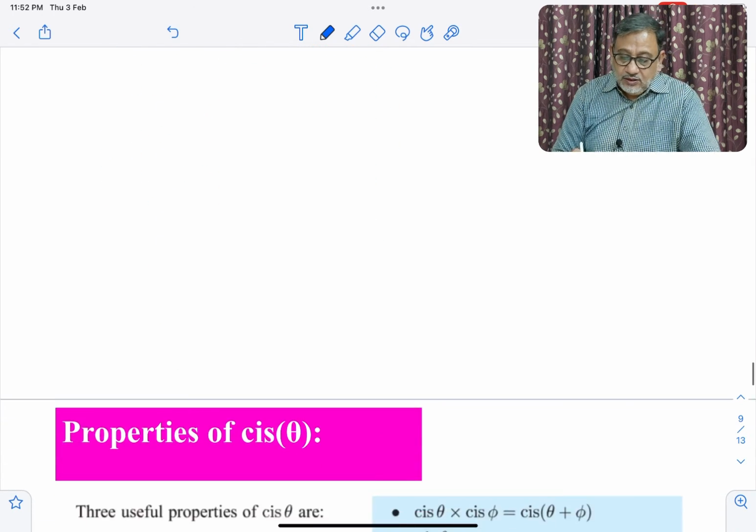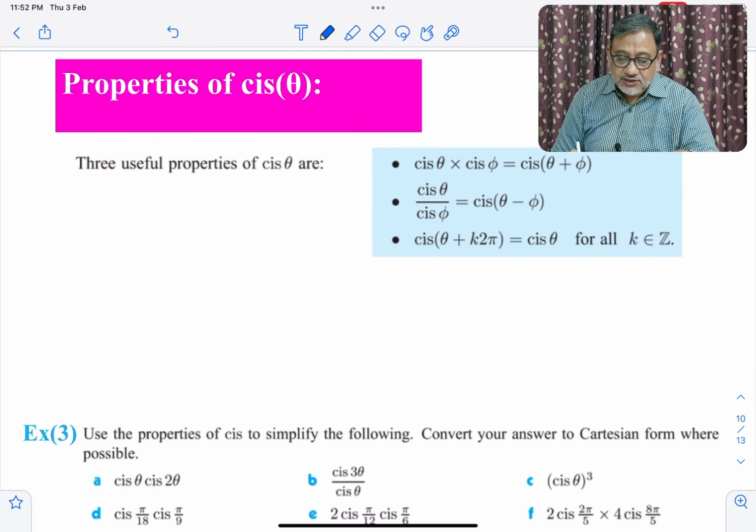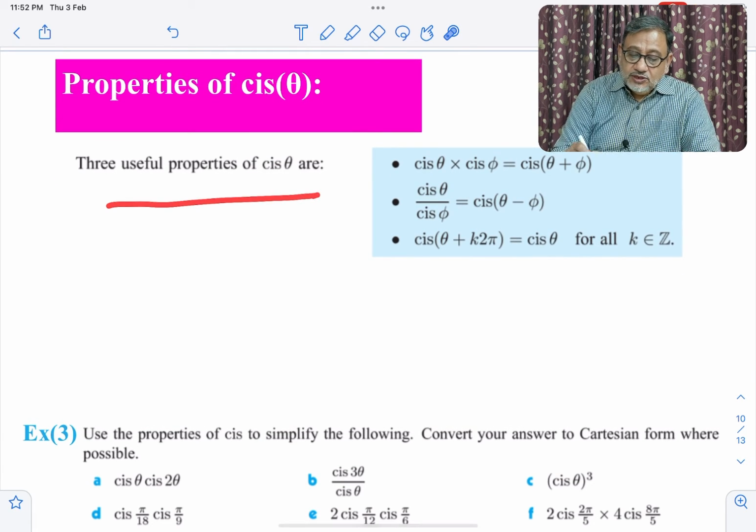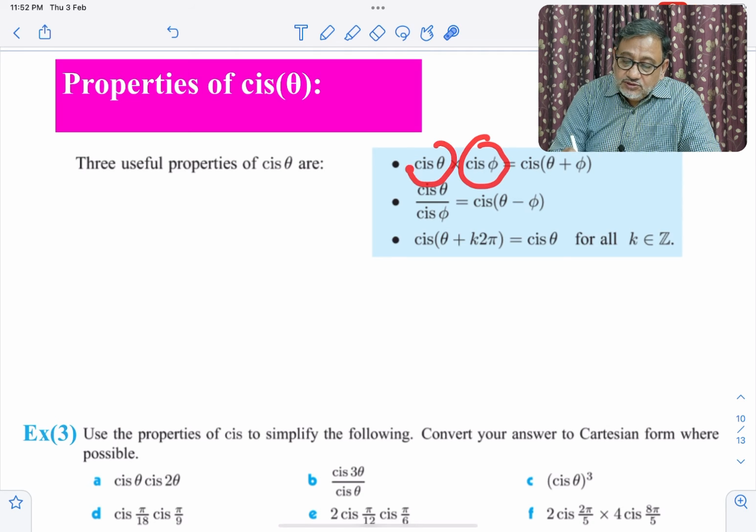Okay. Now let us see the properties of cis theta. So 3 useful properties of cis theta. This is also something like a logarithmic function. So cis theta times cis phi is equal to cis theta plus phi. Cis theta divided by cis phi is cis theta minus phi.